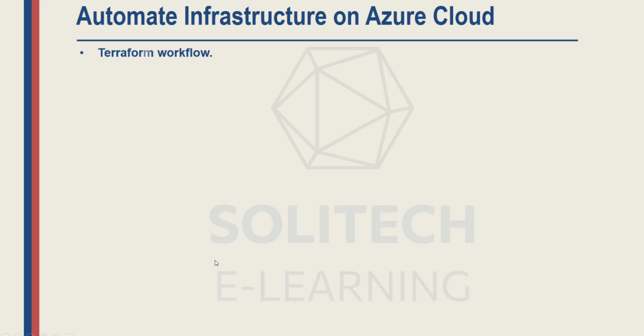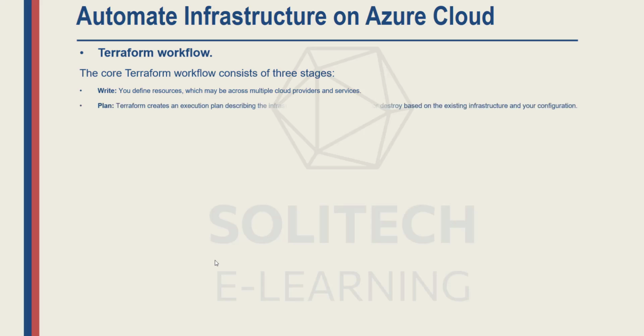Terraform workflow. The core Terraform workflow consists of 3 stages. Write. You define resources, which may be across multiple cloud providers and services. Plan. Terraform creates an execution plan describing the infrastructure it will create, update, or destroy based on the existing infrastructure and your configuration. Apply on approval. Terraform performs the proposed operations in the correct order, respecting any resource dependencies.